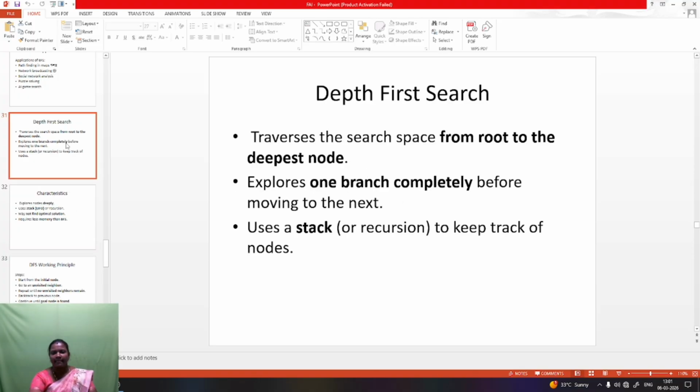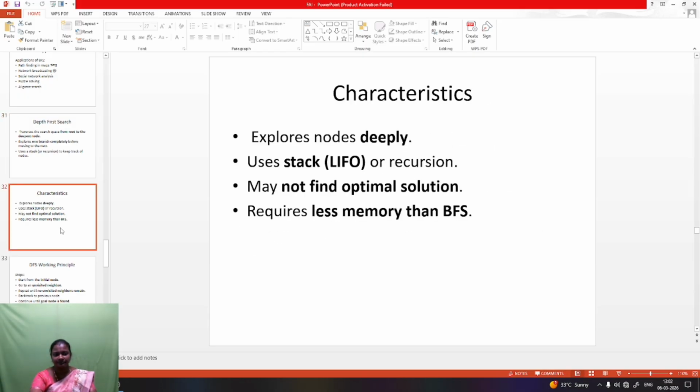Depth first search. Depth first search means here it travels the search space from the root node to the deepest node. In breadth first search, we travel breadth-wise. Here we travel depth-wise. So only it is named as depth first search. It explores one branch completely before moving to the next. It uses a stack data structure to keep track of nodes. That means it uses a stack data structure for its implementation.